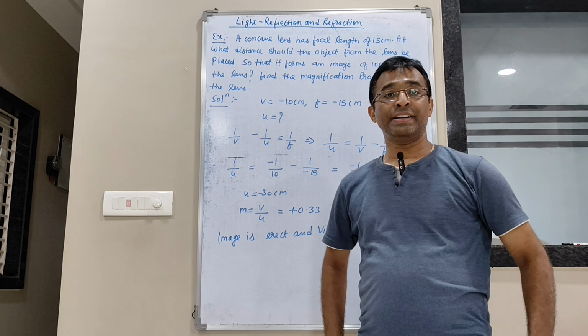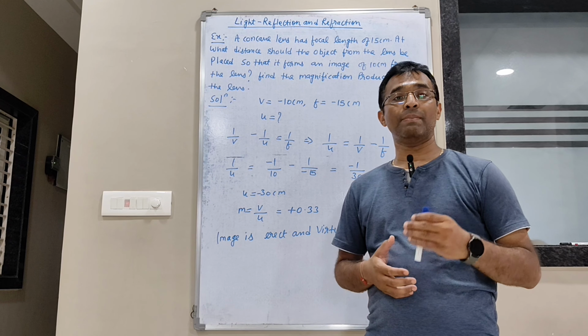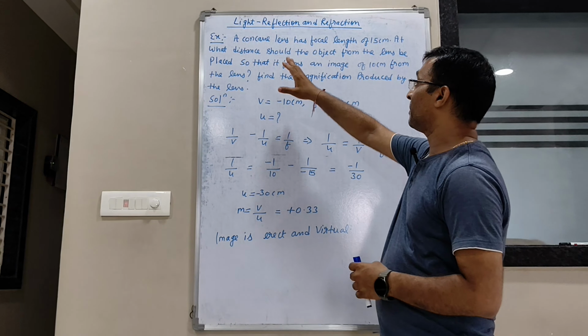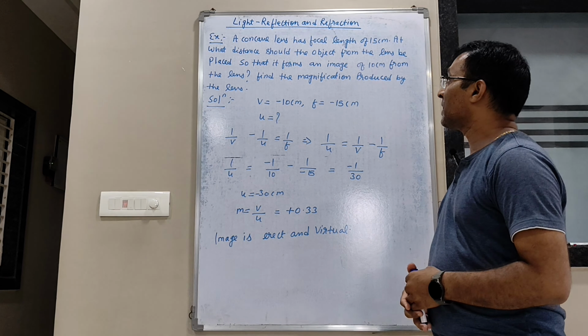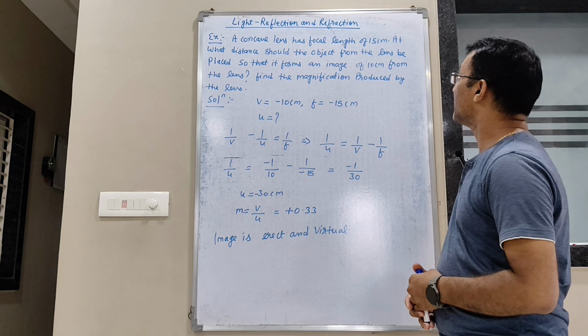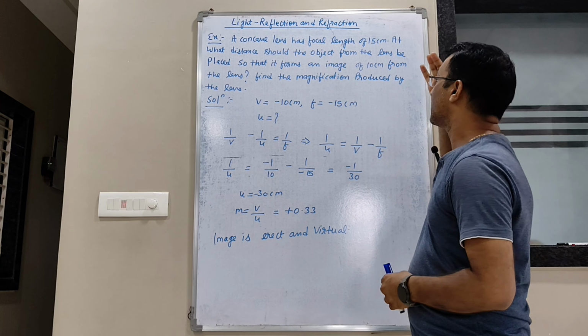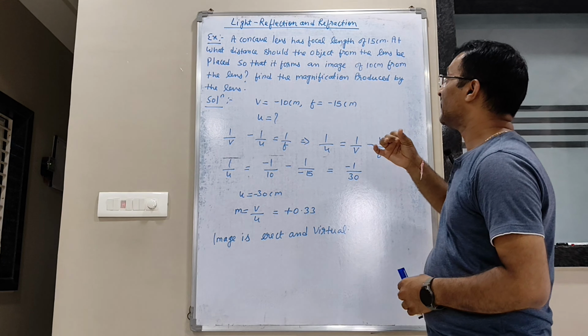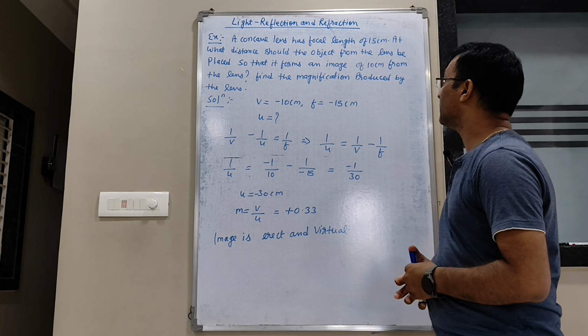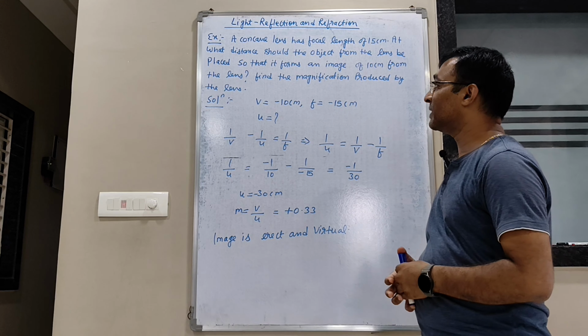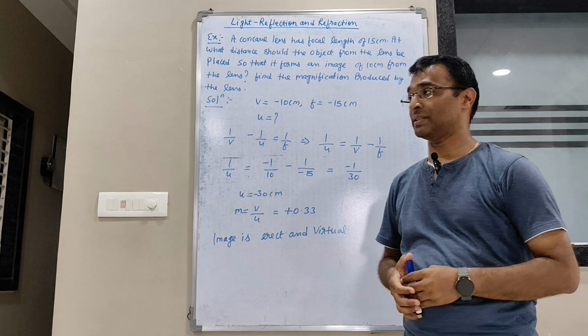Now let's understand the lens formula with the help of an example. The problem statement is: a concave lens has a focal length of 15 cm. At what distance should an object be placed so that it forms an image at 10 cm from the lens? Also find the magnification produced by the lens.